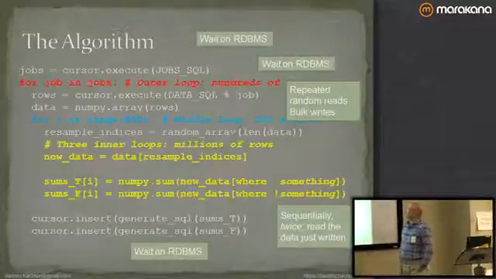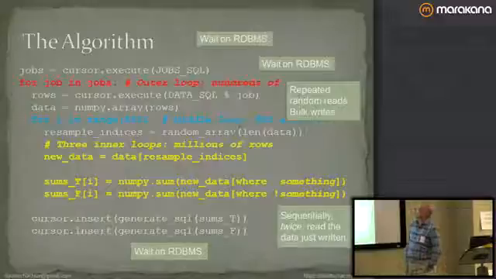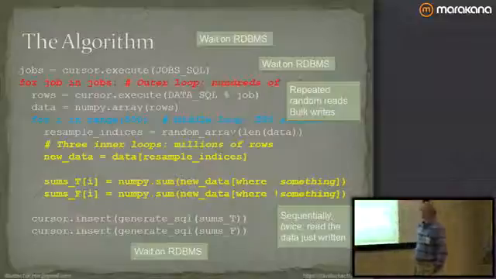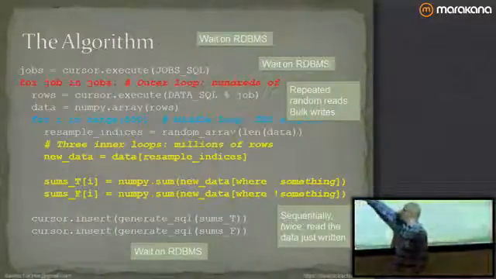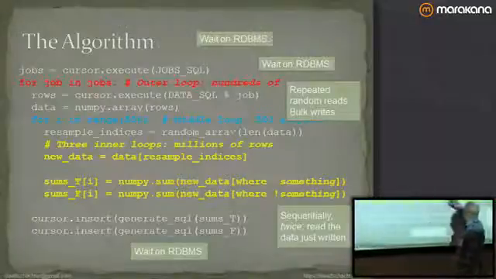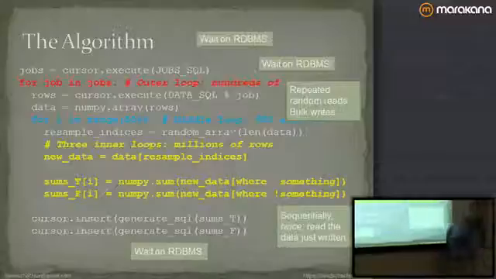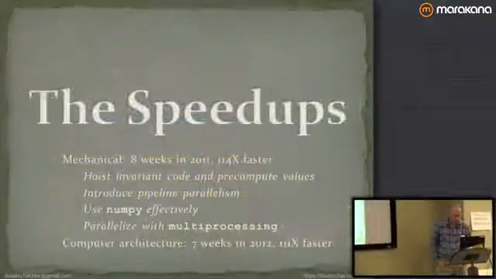Here's that same algorithm where I'm just calling out what's going on. Phases 0, 1, and 3 are just waiting on the database. Phase 2, where we're actually doing the analysis, is doing lots and lots of random reads from the original data, sequential writes to the new data, and then a couple of passes to compute the where clauses and the sums. So it's not too hard to look at this code and figure out where the time is probably spent.